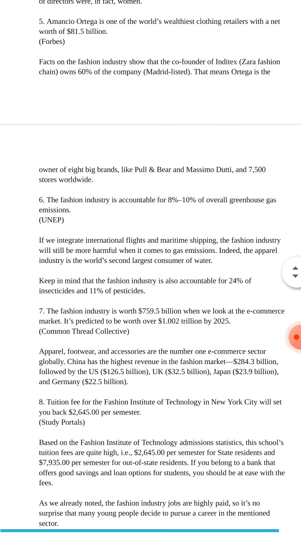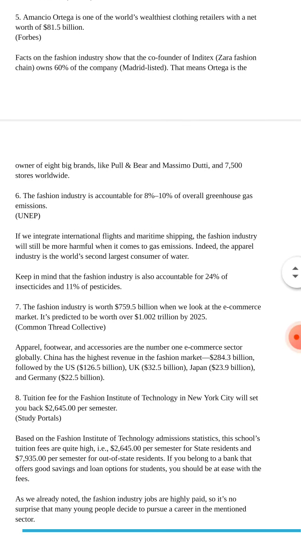The fashion industry is accountable for 8 to 10% of overall greenhouse gas emissions. If we include international flights and maritime shipping, the fashion industry will still be harmful. And when it comes to resources, indeed, the apparel industry is the world's second largest consumer of water. Keep in mind that the fashion industry is also accountable for 24% of insecticides and 11% of pesticides.